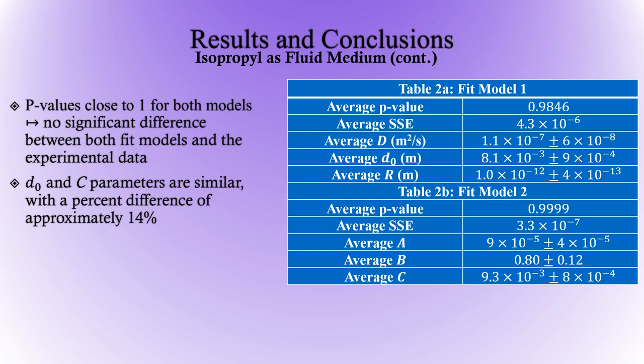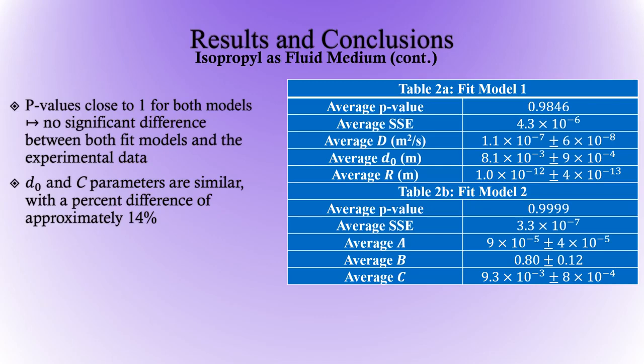However, the diffusion constant predicted by fit model 1 is still many orders of magnitude larger than expected values, and as a result, the radii of the particles predicted by fit model 1 are orders of magnitude smaller than expected. Additionally, large standard deviations indicate that there are some external uncontrolled factors. As in the water trials, D0 and C are similar, with only a 14% difference between the two quantities.